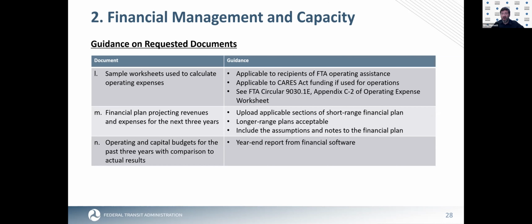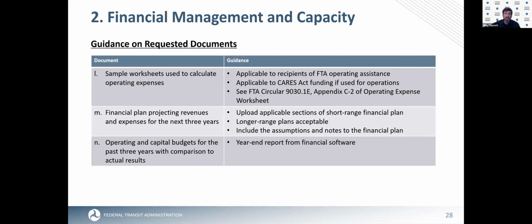So I told you this was a longer section. We're continuing on. We're going to use almost the whole alphabet here. Item L, the RIR will ask for sample worksheets that you use to calculate operating expenses. I also want to highlight this item specifically. As you might know, in the context of the pandemic with the CARES Act and other sources of emergency relief funding, FTA has a lot of recipients who previously may not have requested operating assistance who are actually benefiting from that now. So this is an increased area of focus for these FY22 reviews.